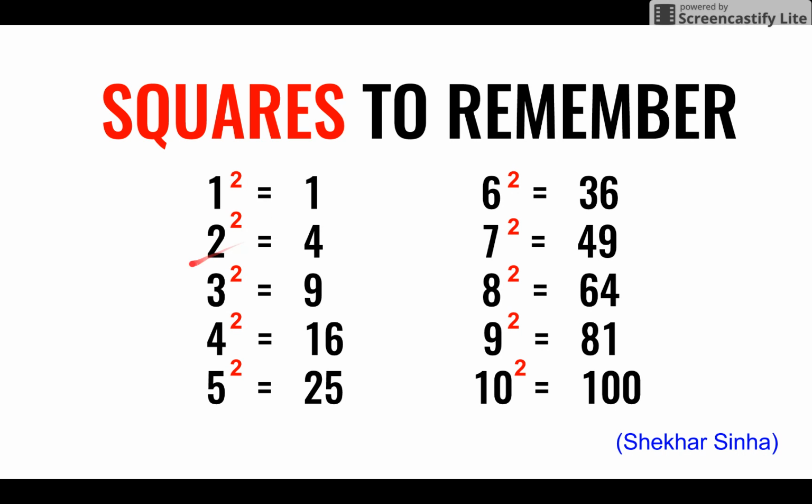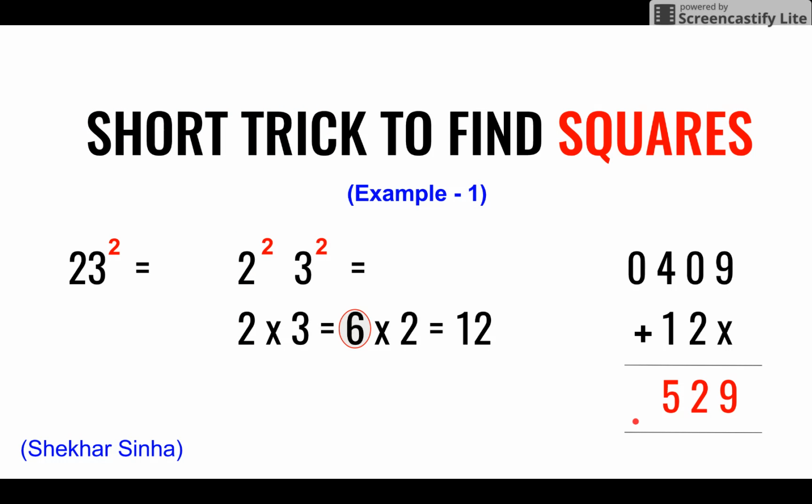Like 1 square is 1, 2 square is 4, 3 square is 9, 4 square is 16, 5 square is 25, 6 square is 36, 7 square is 49, 8 square is 64, 9 square is 81 and 10 square is 100. So now we'll look at some examples to find the squares of numbers greater than 10. My first example is 23.